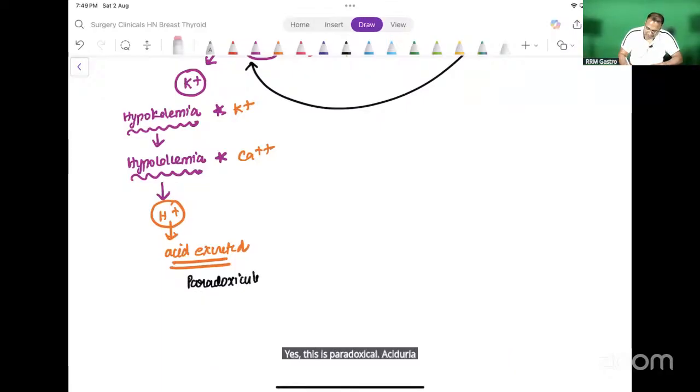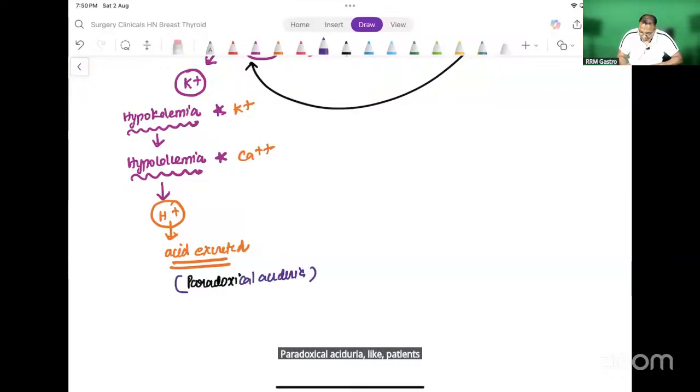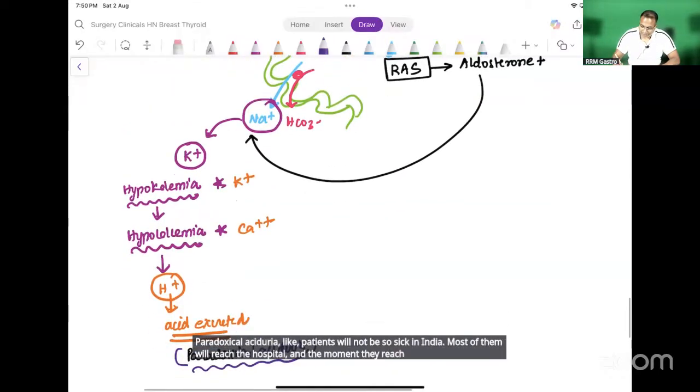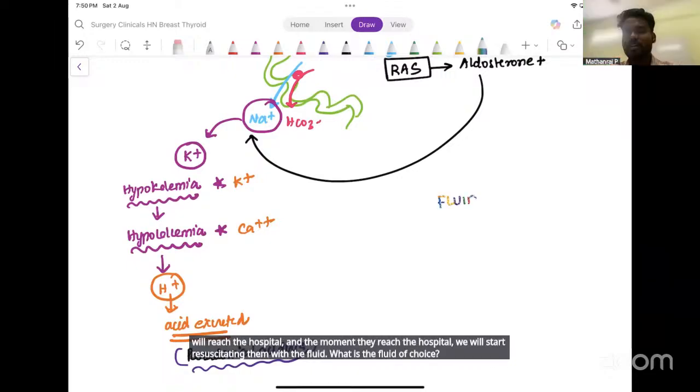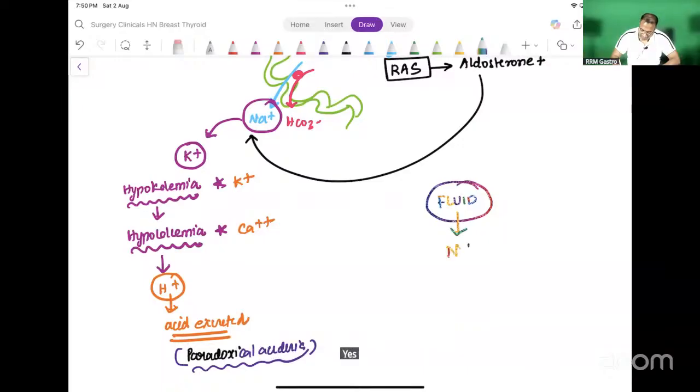You will never see patients like this nowadays. These were seen once upon a time. With paradoxical aciduria, patients will not be so sick in India. Most of them will reach the hospital, and the moment they reach, we will start resuscitating them with fluid. What is the fluid of choice? We have to give normal saline with injection potassium. Yes, normal saline is the fluid of choice.